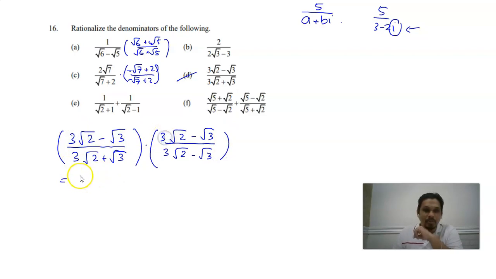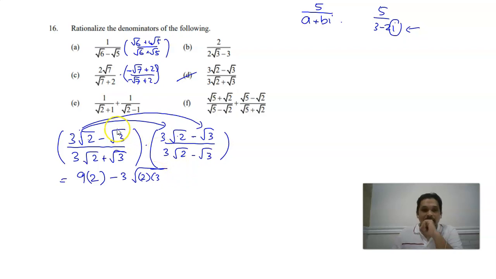3 times 3 equal to 9. Square root of 2 times square root of 2, 2. Then this one multiplied with this one: square root of 2 and square root of 3 inside the square root sign, minus 3 square root of 2 and 3 inside the square root sign. And then negative square root of 3 times this one, another 3 square root of 2 times 3.